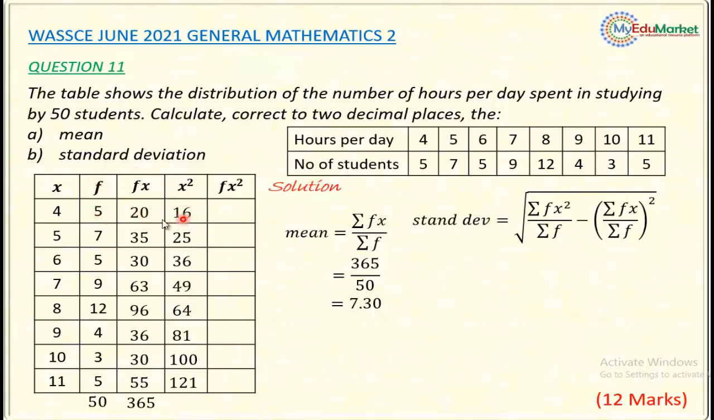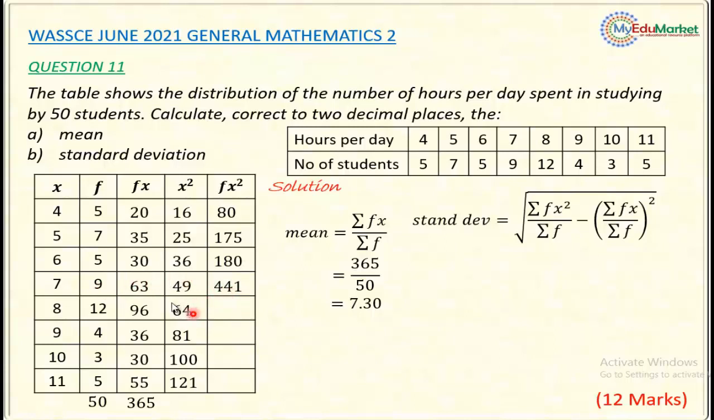So I have 16 multiplied by 5 now, that is going to be 80. Next is 25 multiplied by 7, that is going to be 175. And next is 36 multiplied by 5, that is going to be 180. Next is 49 multiplied by 9, that is going to be 441.